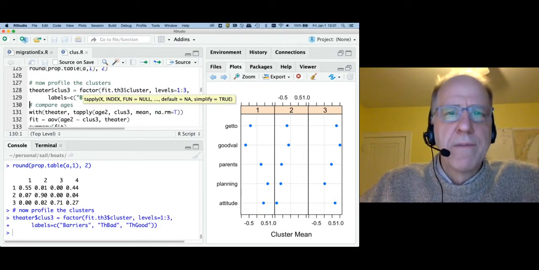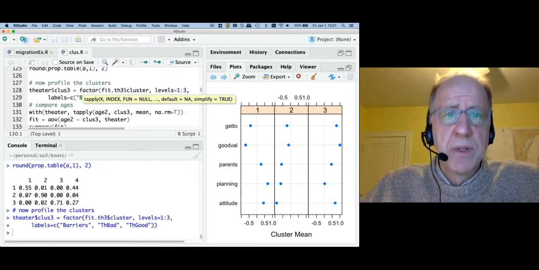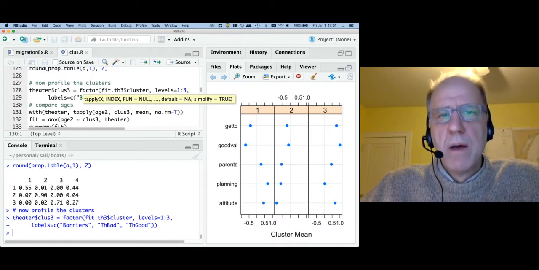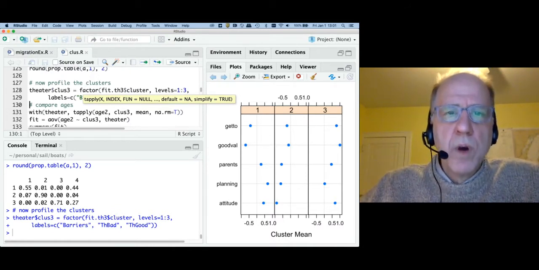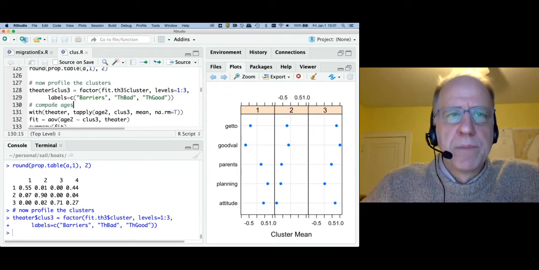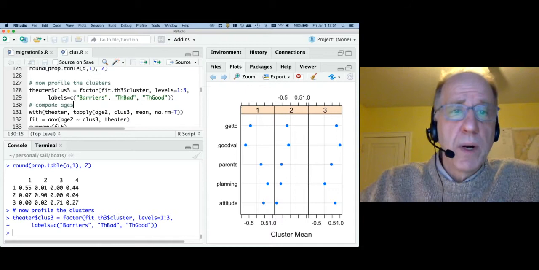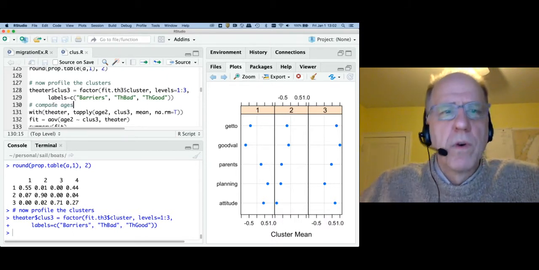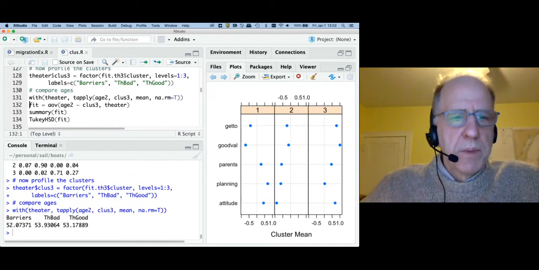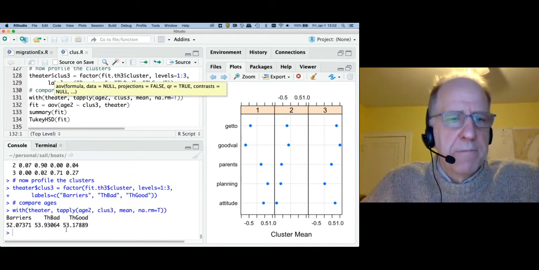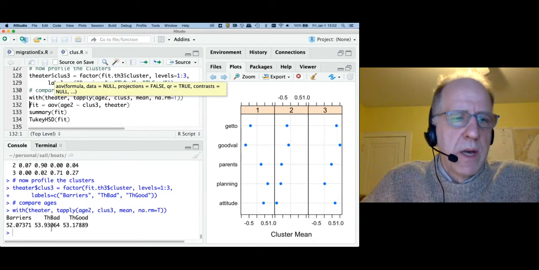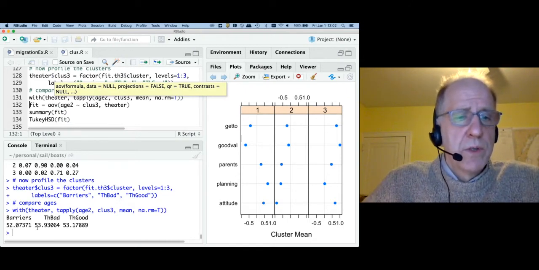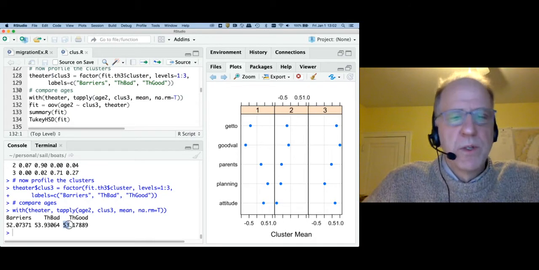Now profiling involves computing the mean of various other variables that were not used in the cluster analysis. The purpose of this is to know more about the clusters. So if you're using these clusters for marketing purposes, someone's going to have to create messages. And the more you can know about the cluster, the better you can formulate those messages. We can simply compute the mean with the tapply command. Here's the mean age of the three clusters, and we see they're all about the same. 52 versus something close to 54 versus 53.